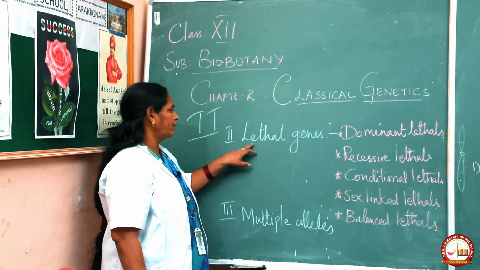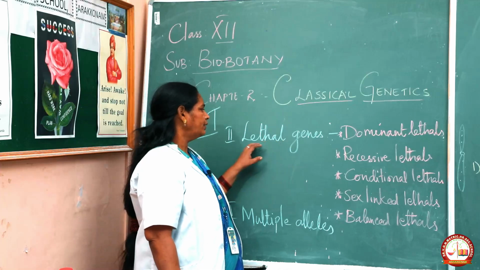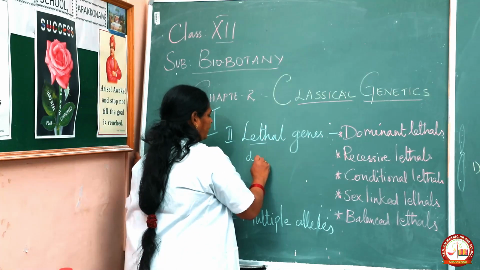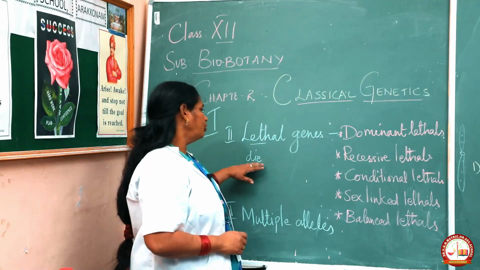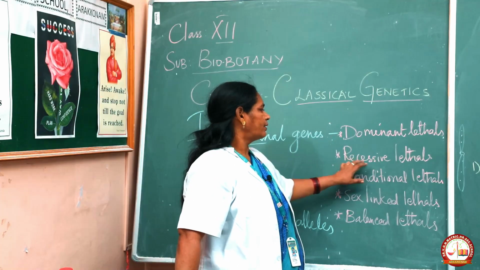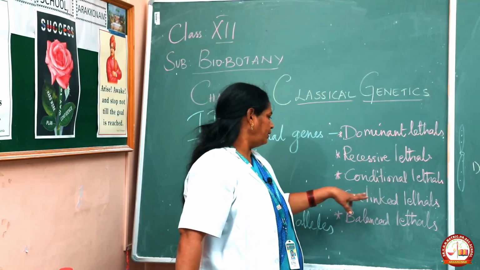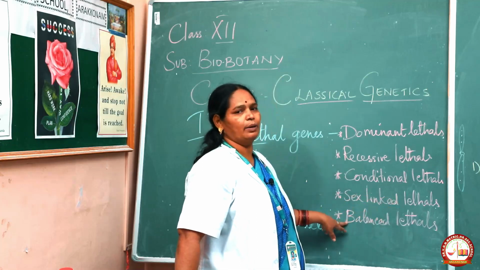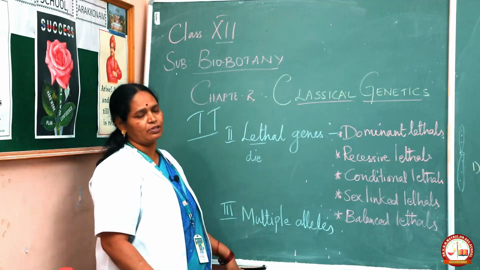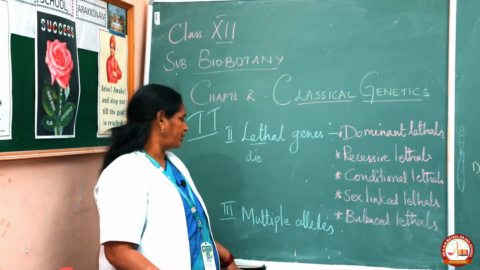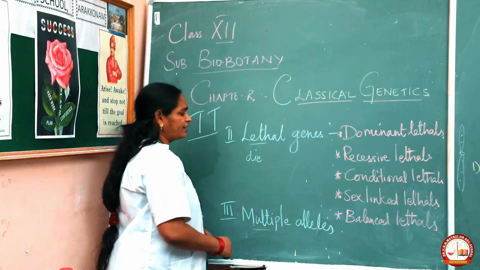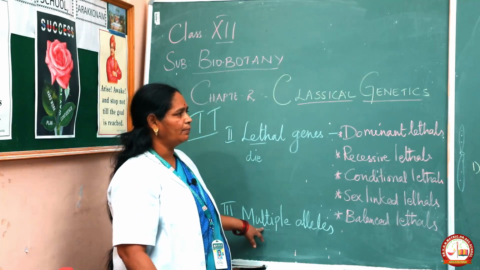The next topic is lethal genes. Lethal genes cause death, leading to the loss of the individual. They are divided into dominant lethal, recessive lethal, conditional lethal, sex-linked lethal, and balanced lethal. These are the views given by Mendel, so these are all called Mendelian genetics. The third topic is multiple alleles. The skin color of human beings is the best example for it.